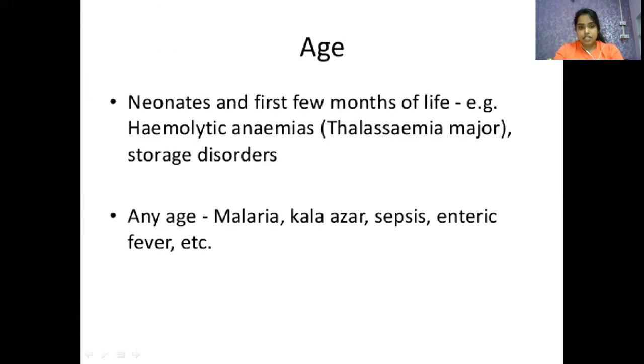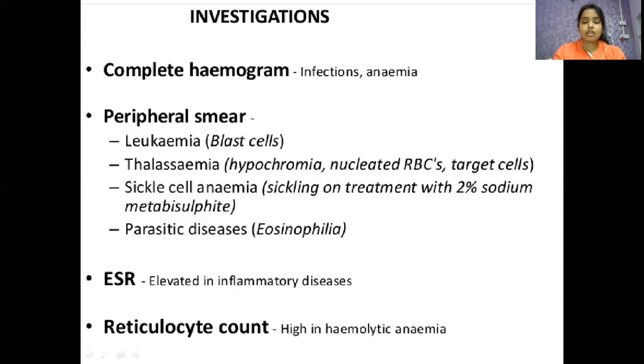So first is age. Neonates and first few months of life, for example, hemolytic anemia, thalassemia major and storage disorders; at any age, conditions like malaria, kala azar, sepsis and enteric fever. Now investigation is complete hemogram. It is important, complete hemogram because of infection and anemia causes, and peripheral smear.